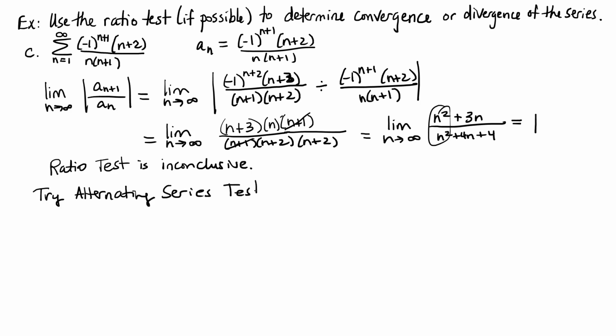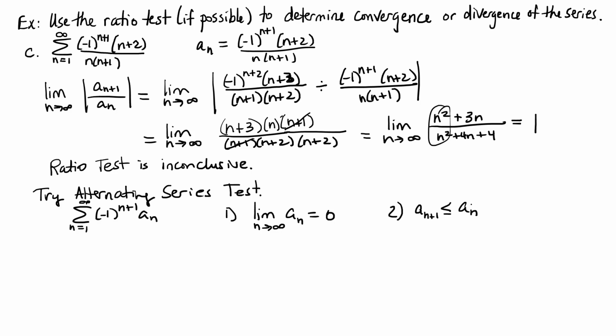For the alternating series test, we have two conditions that have to hold. If we have an alternating series of the form (-1)^(n+1) times a sub n, when n goes from 1 to infinity, then we have to check two things. Number one, the limit as n goes to infinity of the a sub n's, does that equal 0? And number two, we need to confirm that the a sub n+1's are always less than or equal to the a sub n's.